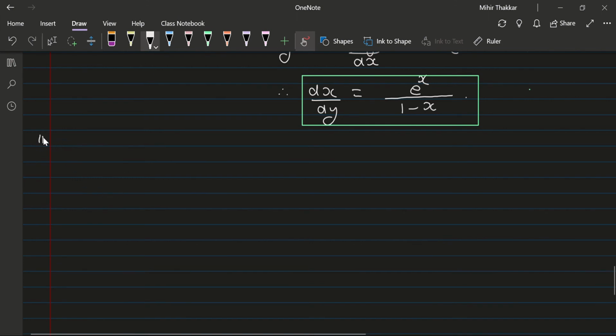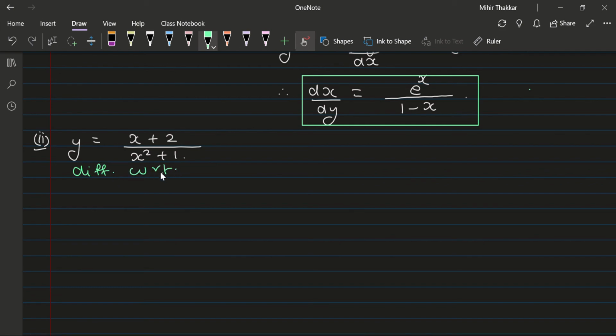Let us go to the second sum. y is equal to x plus 2 upon x square plus 1. Once again, when I want to find the derivative, we will say differentiating with respect to x. We consider the numerator as u and the denominator as v.